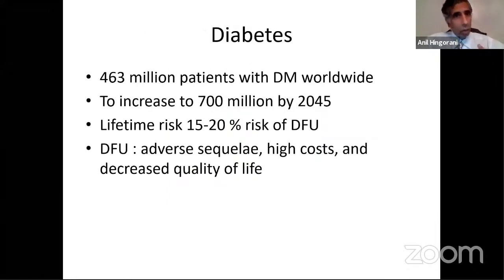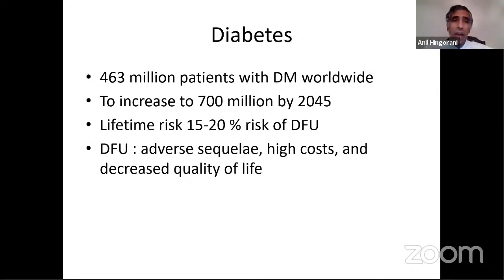So again, looking over what Dr. Mills had said, diabetes is a worldwide epidemic. There are 463 million diabetics estimated in the world today, and this is expected to increase to 700 million patients by 2045. The lifetime risk in a diabetic for a diabetic foot ulcer is about 15 to 20%. So we're seeing a lot of diabetic foot ulcers, and that's increasing worldwide as diabetes is increasing.